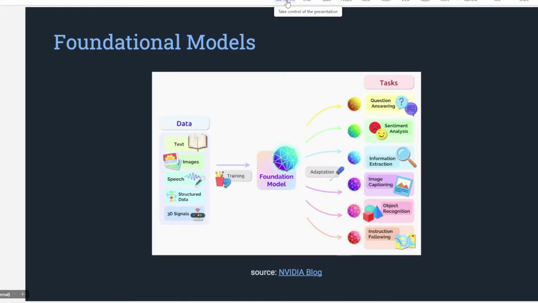This image on the screen beautifully illustrates the power of foundational models, where on the left you see data with various modalities being used for the model's training. And on the right side, you can see how the features it learns during the training process help it leverage those features during adaptation or inference, where you can see a wide array of tasks from question answering to sentiment analysis to image captioning. So pretty much any vision language task that you can think of. This is the power that these foundational models hold as compared to the CNNs.